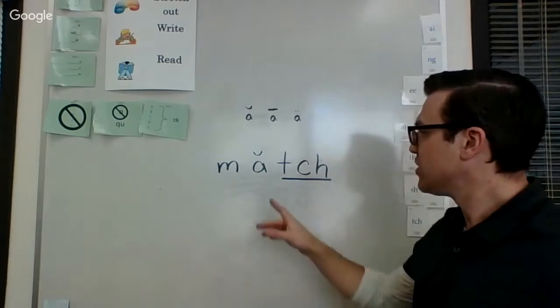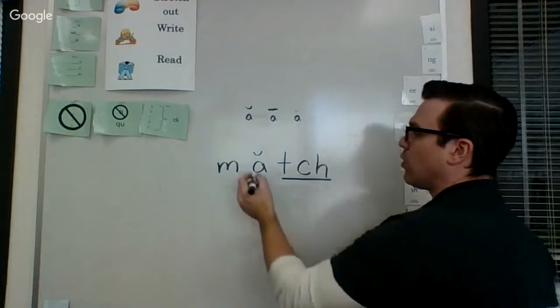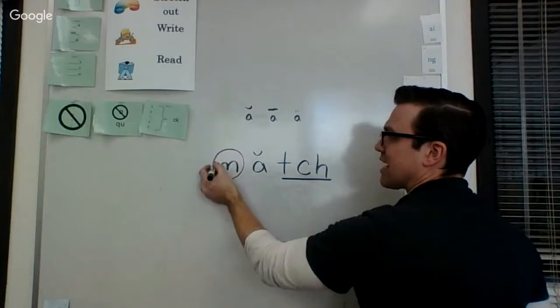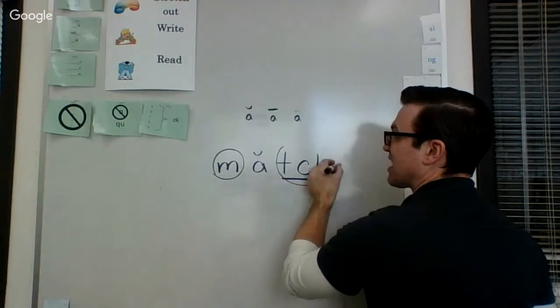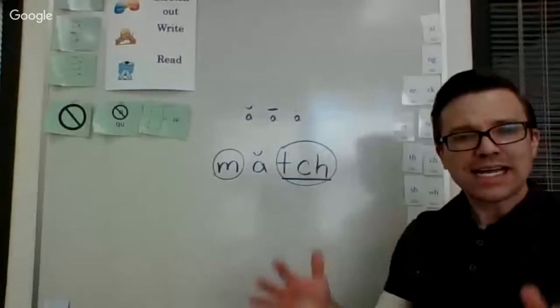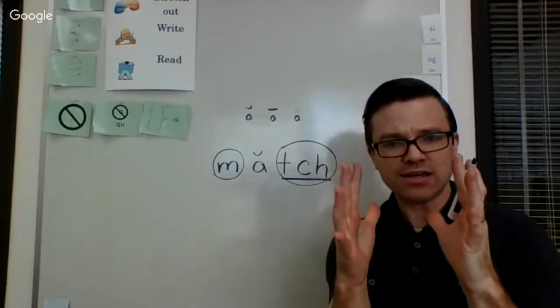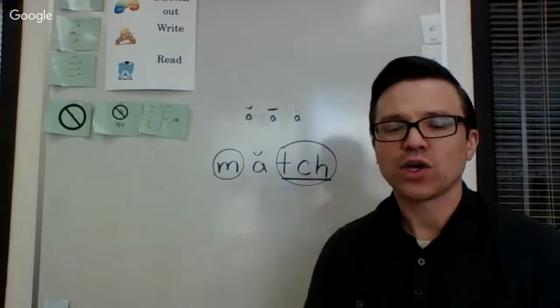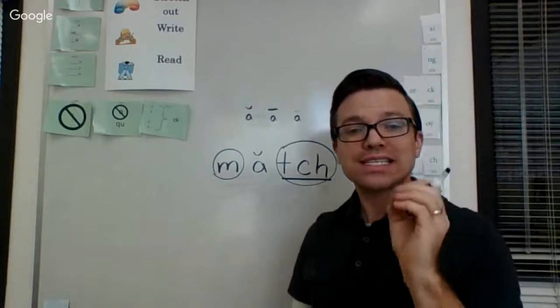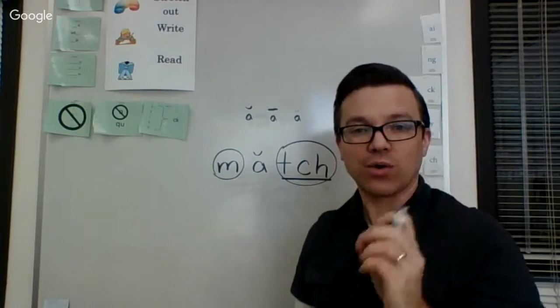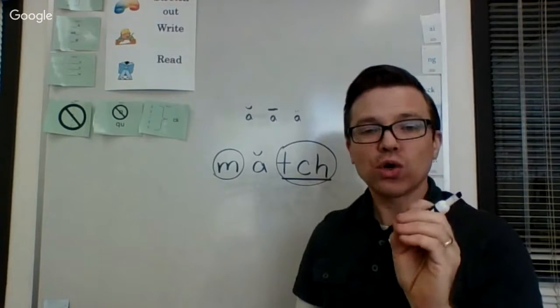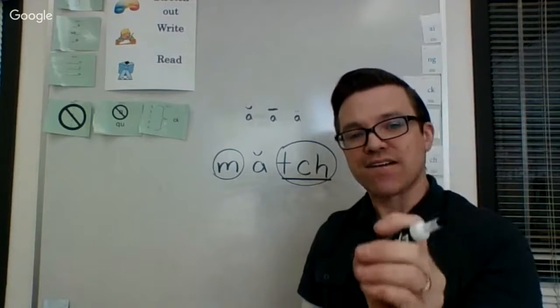Now, do you see how that vowel is sort of closed in by this consonant and this consonant phonogram? It's sort of closed in. Do you see that? It can't get out. We call that a closed syllable vowel. Can you say that? Closed syllable vowel.